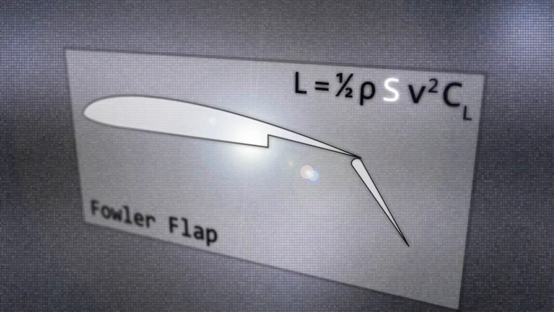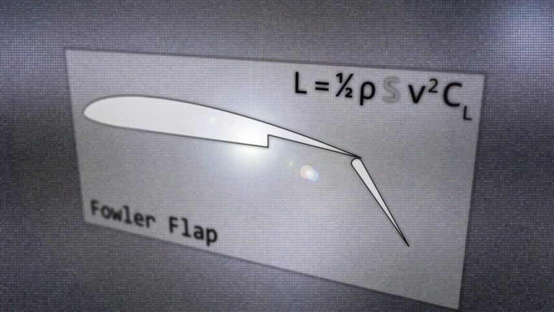Finally, there are Fowler flaps. Fowler flaps ride along a track and slide outward from the back of the wing before rotating down. When extended, they increase the size and surface area of the wing, which, if you remember from the lift equation, will increase the total amount of lift created by the wing.